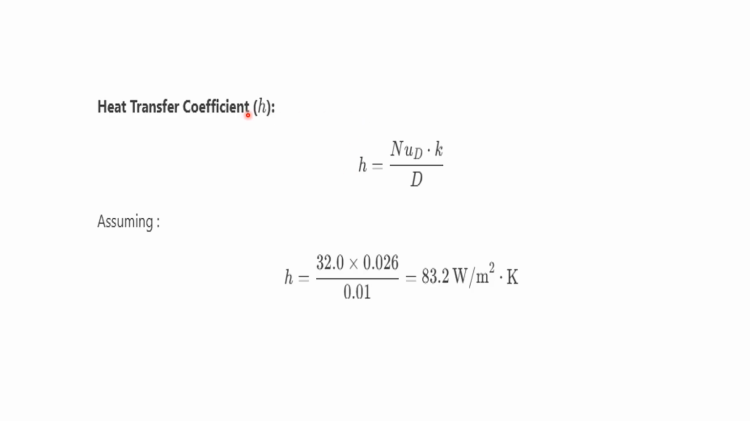Continuing further, we also need to calculate heat transfer coefficient. Now, this formula is very easy. H equals Nusselt number multiplied by thermal conductivity divided by diameter. So, H equals Nusselt number, as we just found in the previous part, is 32, multiplied by thermal conductivity, given in the question, which is 0.026, divided by diameter, that is 0.01 meter. So calculating this, we get heat transfer coefficient as 83.2 watt per meter square Kelvin.